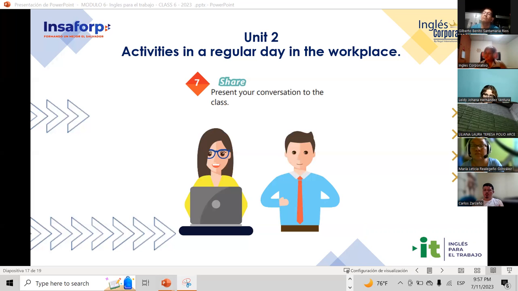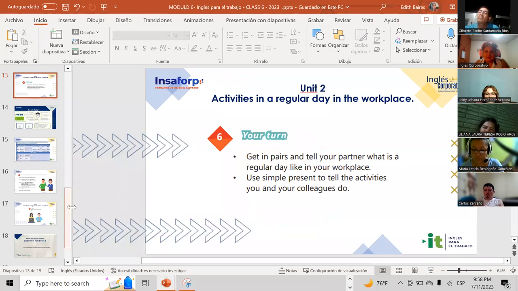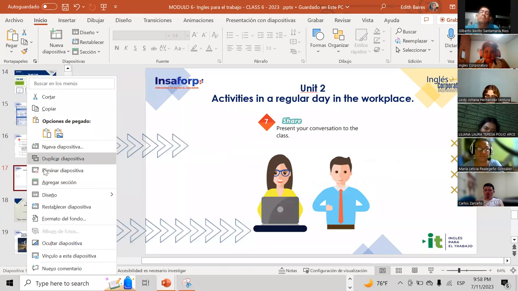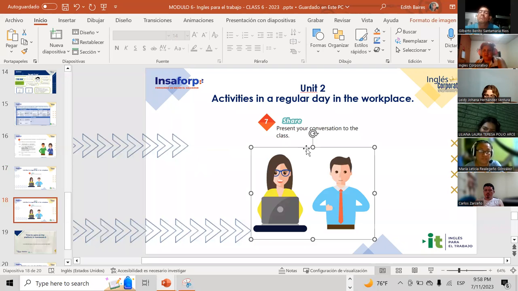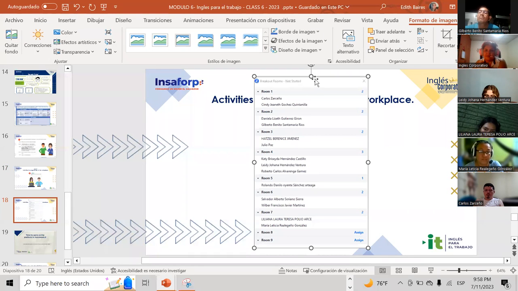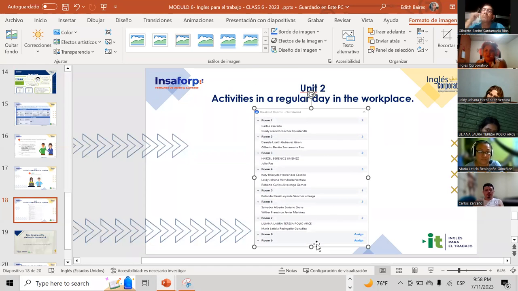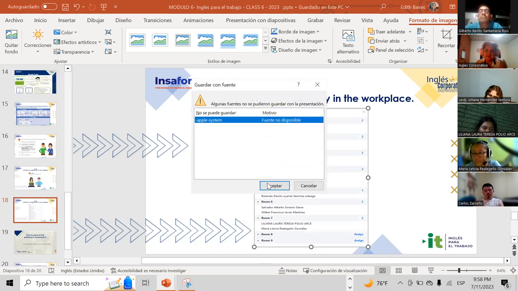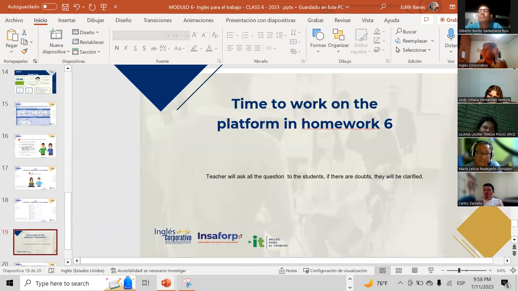Okay, guys. So because of the time, we're going to leave this first activity for tomorrow. Okay. I will save your names here. Let me see the order of the rooms that we have. Tomorrow we're going to continue. So now we're going to work on homework number 6. Okay, we have 2 minutes to do that. Homework number 6. Go to the platform.